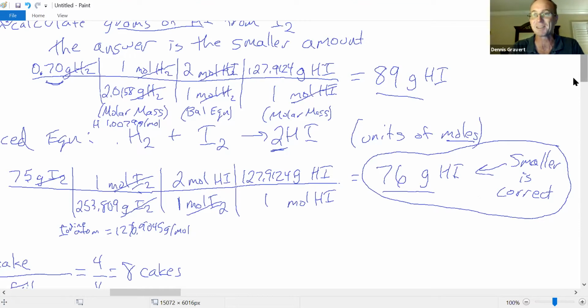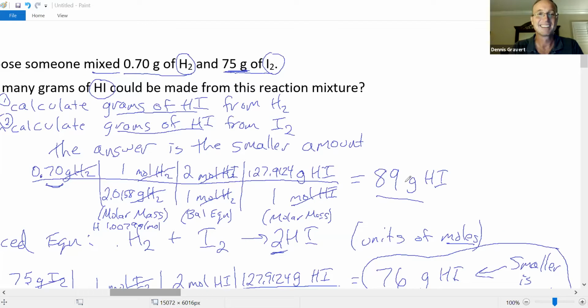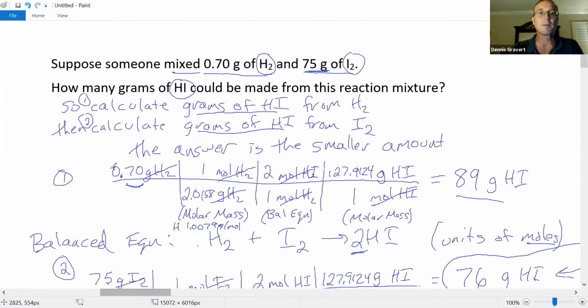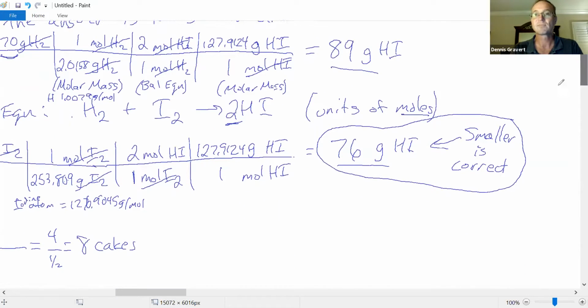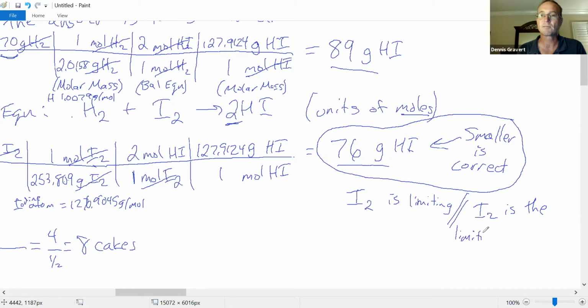Let's scroll back up and read the question, make sure we're answering it. Whoops. How many grams of HI can be made from this reaction mixture of 0.7 grams H2 and 75 grams of I2? And the answer is 76 grams. And that's because the I2 is limiting. It makes a smaller amount of product. It only makes 76 grams of product. Hydrogen gas can make 89. I2 is limiting, or you could say I2 is the limiting reagent. It runs out first. You only get 76 grams of HI.